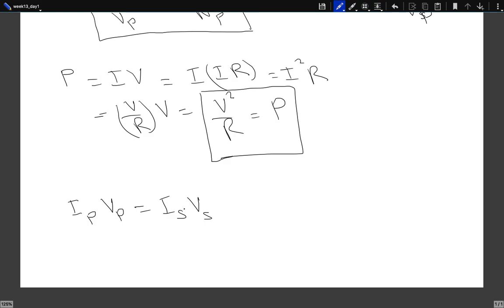So this will always be satisfied. So if we increase Vs, the potential at the secondary, then Is will drop. If we increase the potential by, let's say, 100 times, the current passing through the secondary will be reduced by a factor of 100. So you are essentially reducing the current, and hence the power dissipated by the resistor will be significantly reduced.